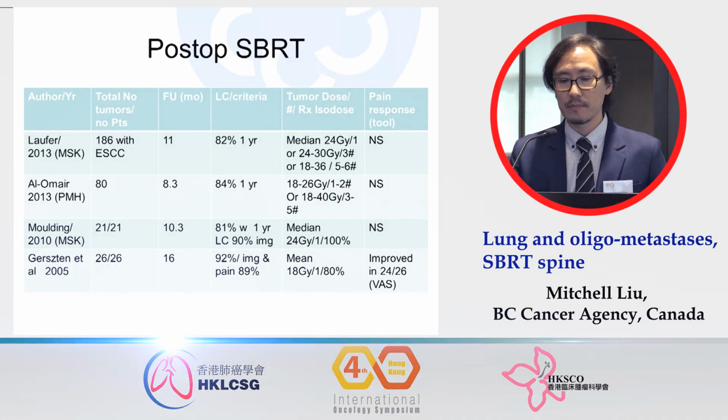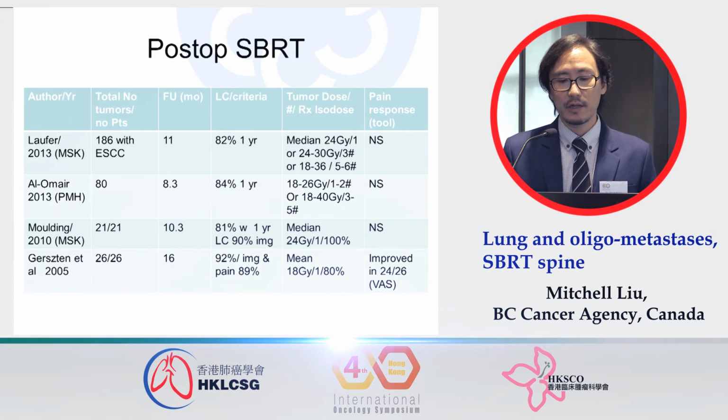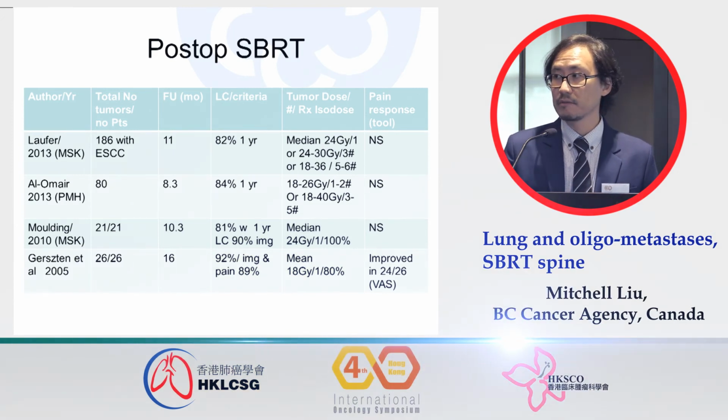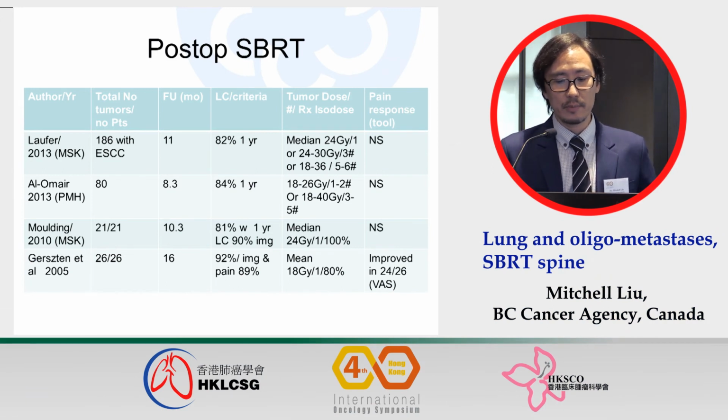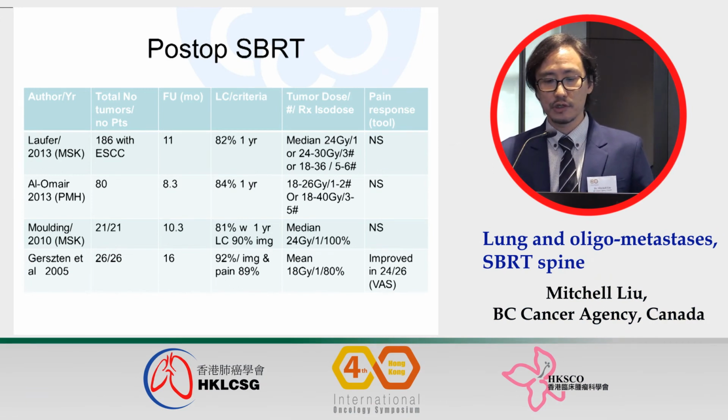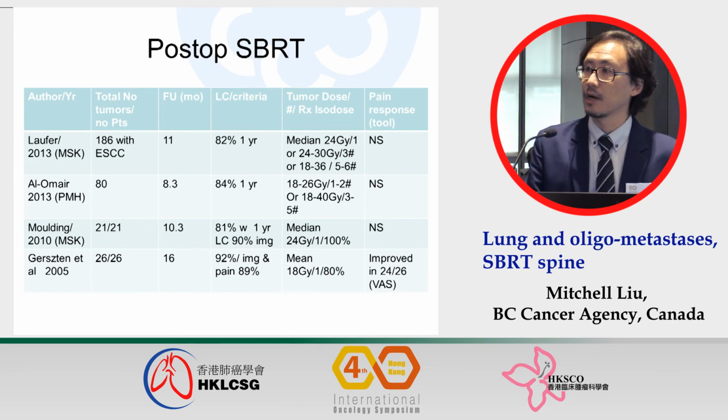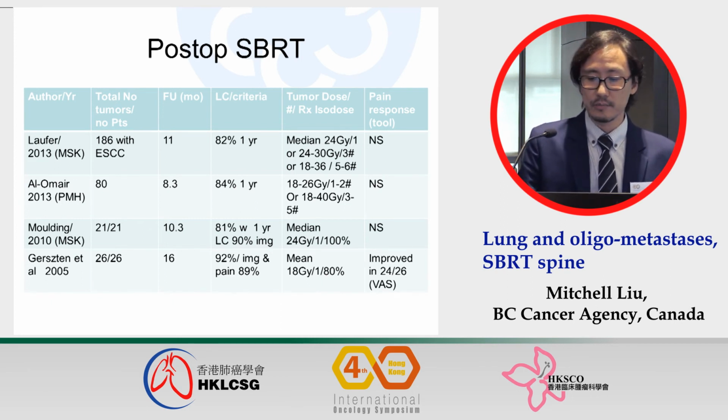And people have been using post-op spine SBRT as well, in situations perhaps like a big bulky renal cell carcinoma causing cord compression, where the patient may be operated on by a spine surgeon or neurosurgeon. People have been trying to give post-op SBRT treatment with a pretty good local control rate of 80 to 90%.